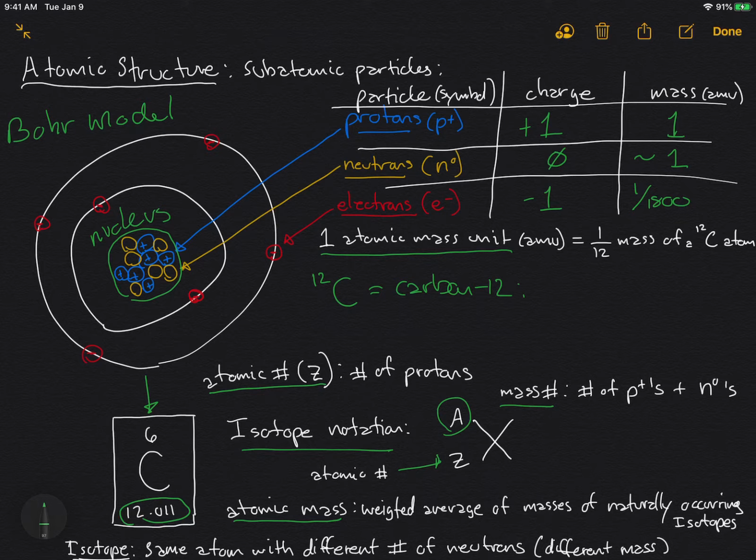And carbon 12 has how many neutrons? Well, you take the mass number and you subtract the number of protons, right? So since the mass number is the number of protons plus neutrons, we can take the mass number, so the number of neutrons equals the mass number 12 minus the atomic number 6, so carbon 12 has 6 neutrons.